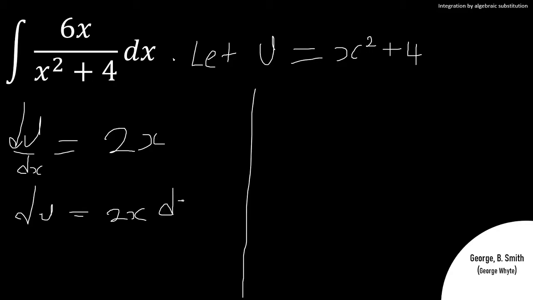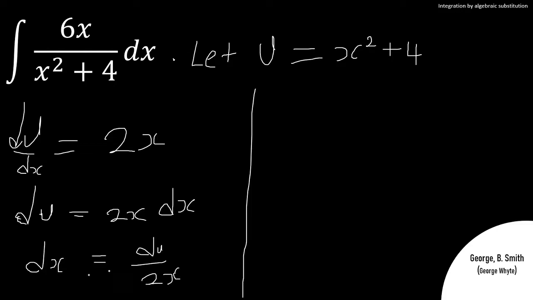While cross multiplying, what we want to do here is see if we can make dx the subject of the formula. So if du is equal to 2x dx, then for you to make dx the subject, you divide both sides by 2x. Dividing both sides by 2x, you have dx equal to du all over 2x. So this becomes the value of dx.